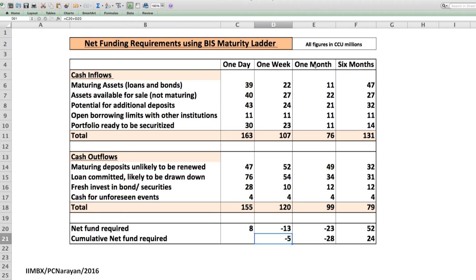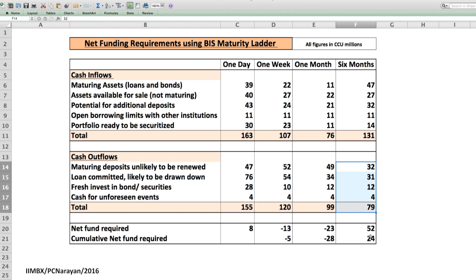And if you take this forward to 1 month, the cash inflows are 76, the cash outflows are 99, the institution is out of the money by 23, that's why the minus 23. Cumulatively therefore minus 5, which is carried over from the previous planning horizon, up to 1 month turns out to be minus 28. Now this is not a very happy situation for the bank, but it can still cope with it because in the long term its cash inflows amount to 131, whereas its cash outflows amount to only 79.